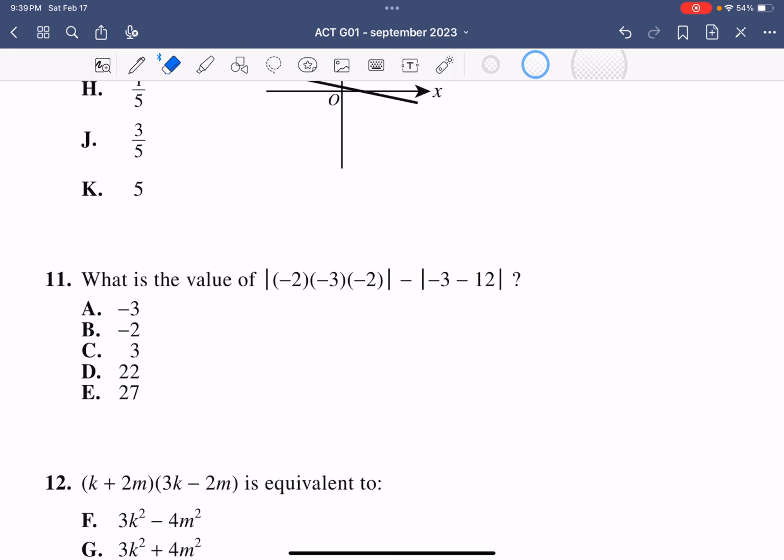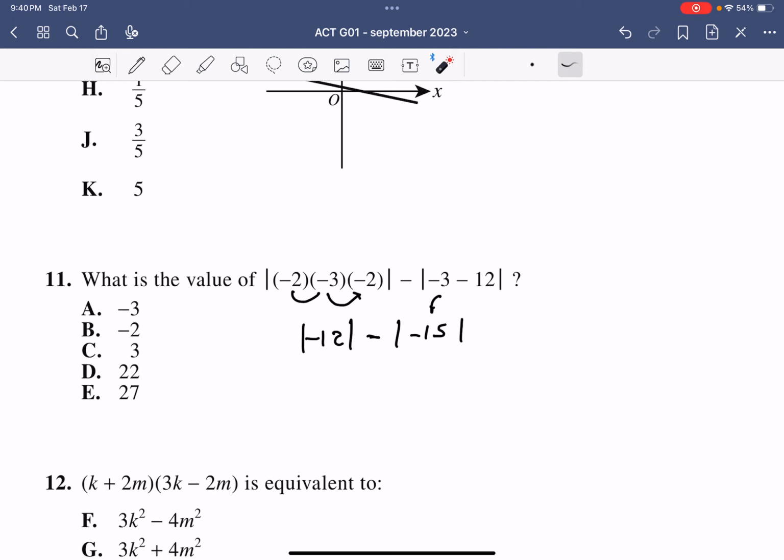So we're going to have -2 times -3 is +6, and then +6 times -2 is -12. That's in the absolute values, minus the absolute value, and this is -3 minus 12, so it's -15. So like I just said a second ago, you now look and you say, okay, now I'm inside the absolute value. Let's look at the first one.